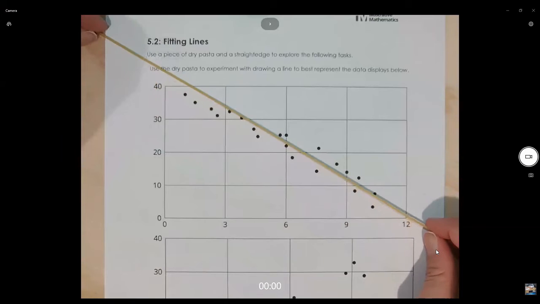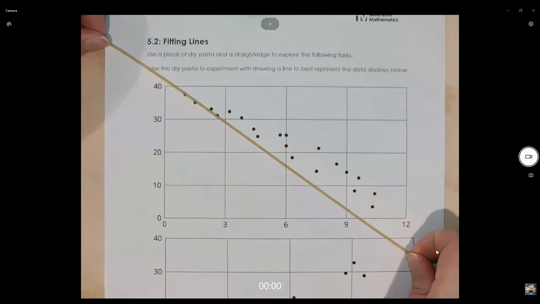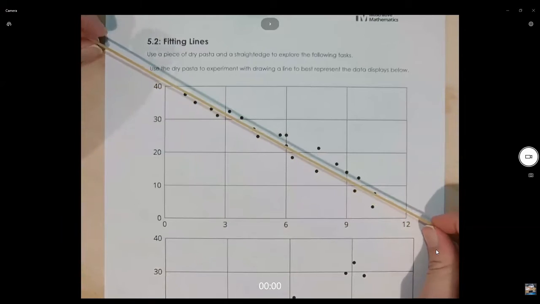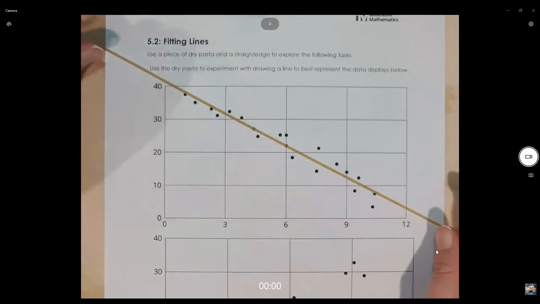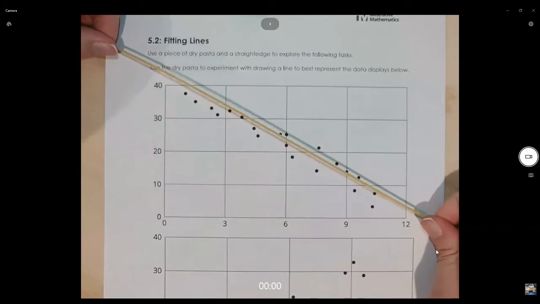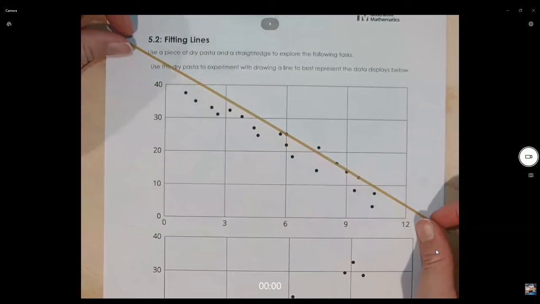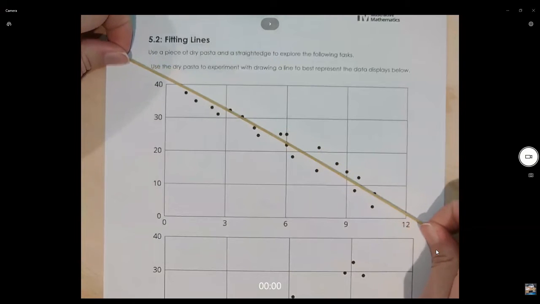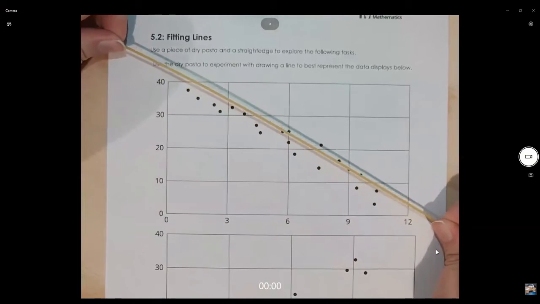So if you have this at your house, this is really helpful to help you see where a good line would go. If you don't have this, you can always use the edge of a paper or a ruler, but this is nice because it stays straight, but you can also move it around in case you mess up. You can see where you should draw your line.